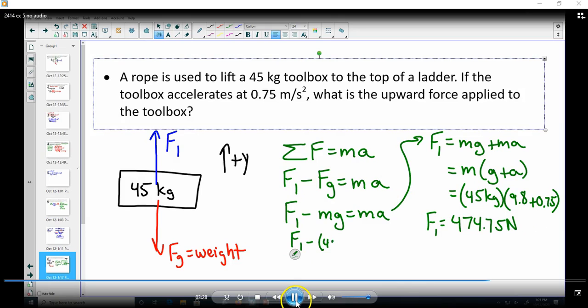The more direct way of solving it is just to plug in the numbers from the beginning and then solve that way. And that will still give you that F1 equals 474.75.